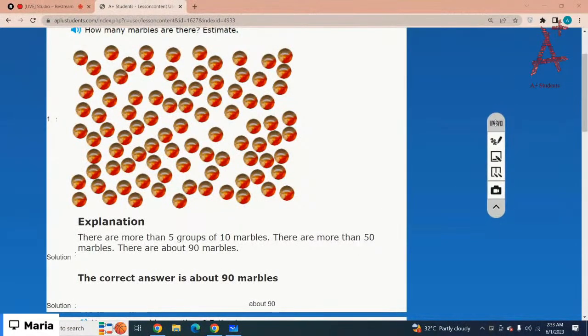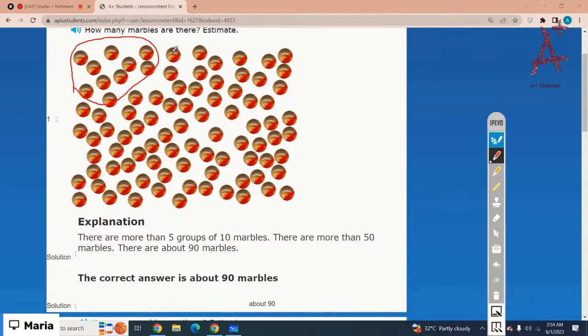Okay, just make groups of 10 marbles. It would be 1 2 3 4 5 6 7 8 9 10, like this. Three groups. You can count the groups like this. Got it? So that would be the estimated answer.